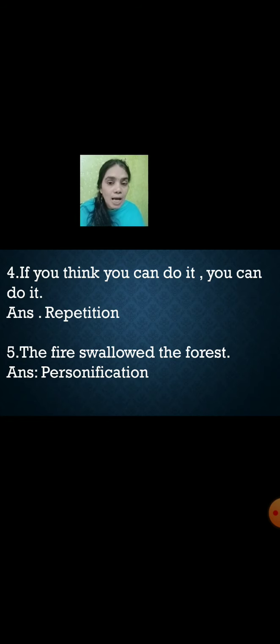Children, the assignment is given. Read the sentences and find out what type of figure of speech each is. Answer and submit it.